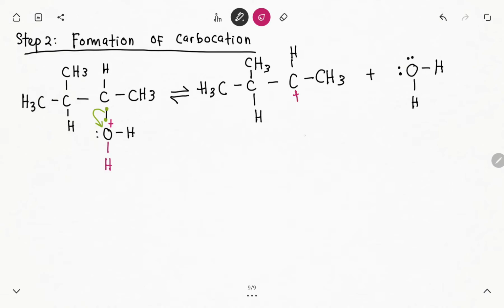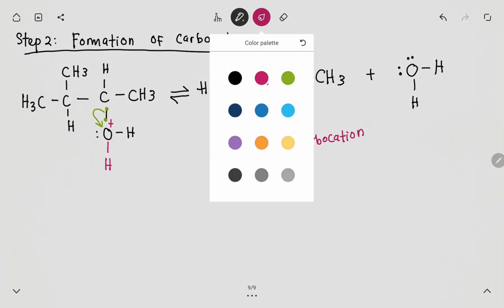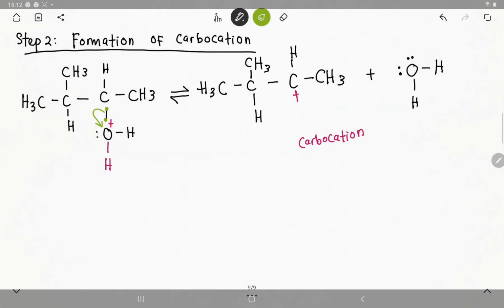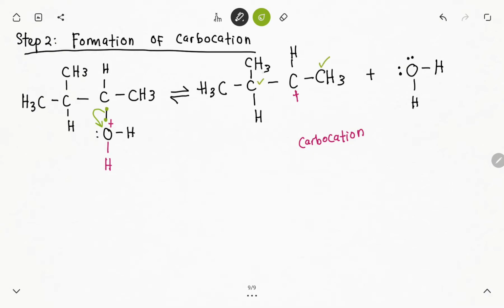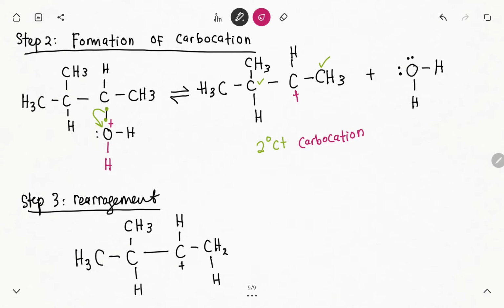And we can trace this as a carbocation, but you must identify this carbocation's classification. So C plus is attached to 1, 2 alkyl groups, which means this is a secondary carbocation. So now we need to trace whether a rearrangement occurs.